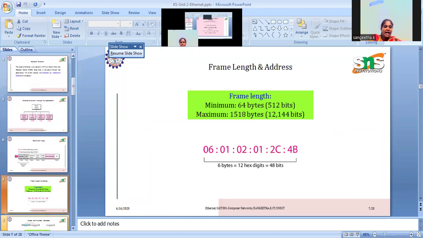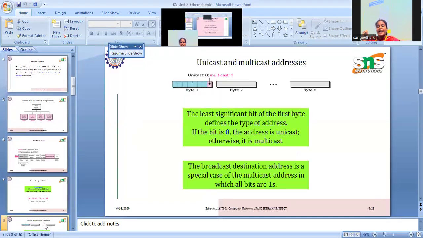In this 6-byte address, the first byte indicates the type of communication, either unicast, multicast or broadcast. Based on the least significant bit of the first byte, we can tell the type of address. If it is 0, it is a unicast. If it is 1, it is a multicast. If all bits of the first byte are 1, it is a broadcast.